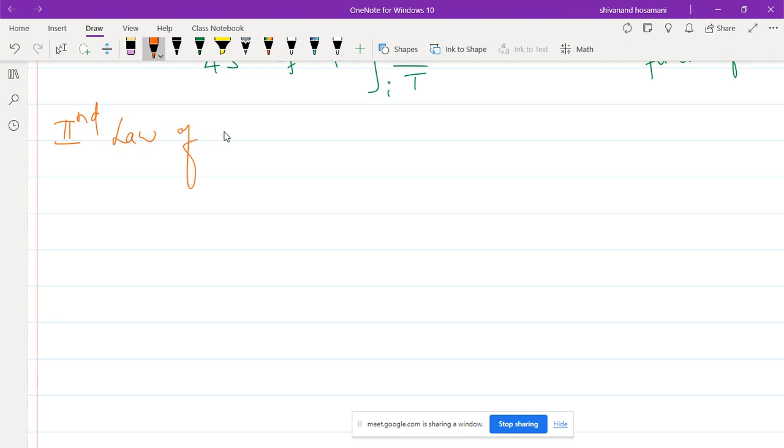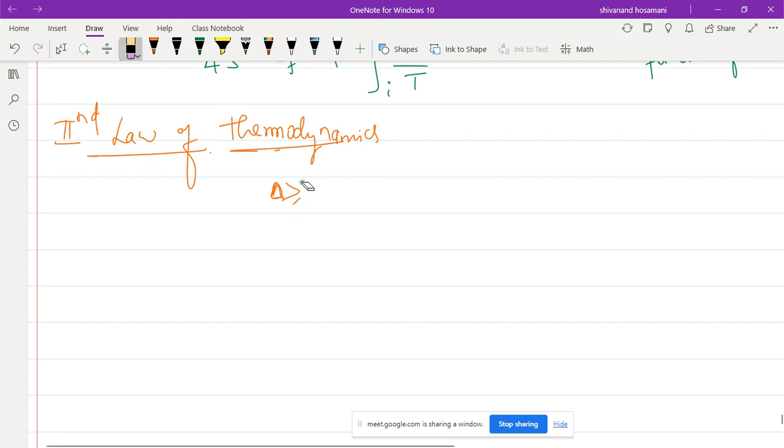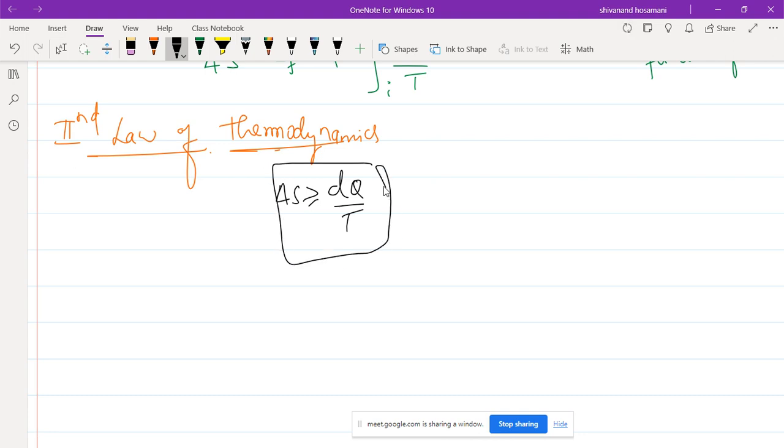Second law of thermodynamics. So what exactly does the second law of thermodynamics tell us? The entropy of the universe is increasing. As heat increases, entropy increases. So the change in entropy of the system is always greater than or equal to dq divided by T. This is the second law statement, the equation of the second law of thermodynamics.